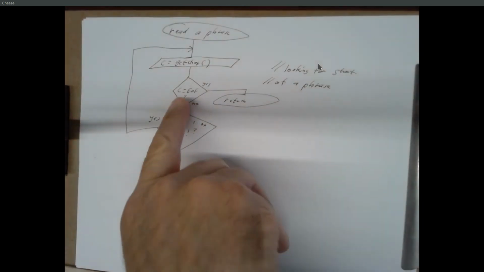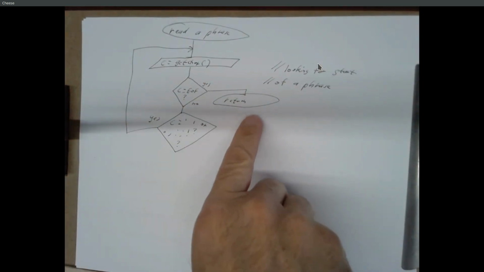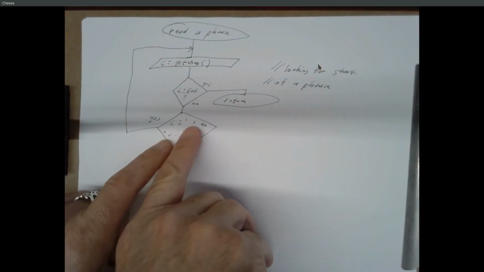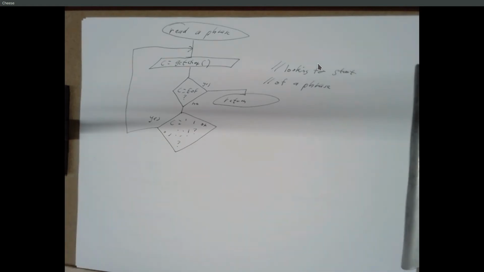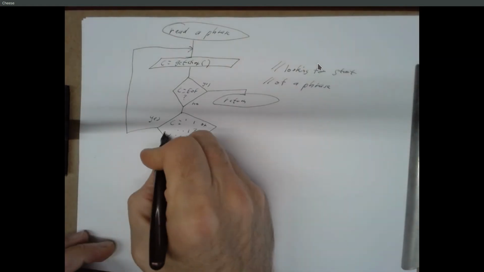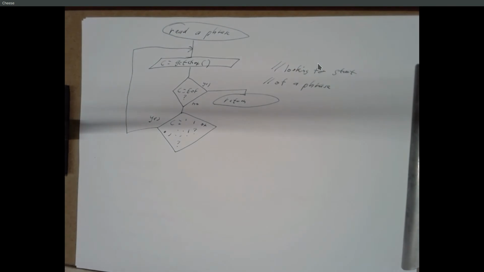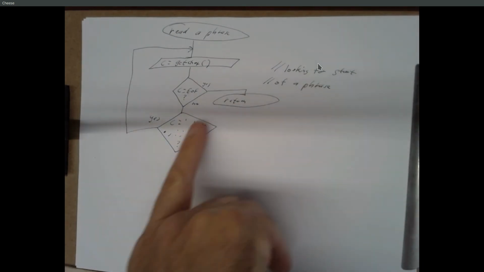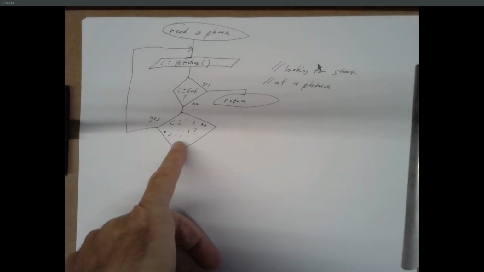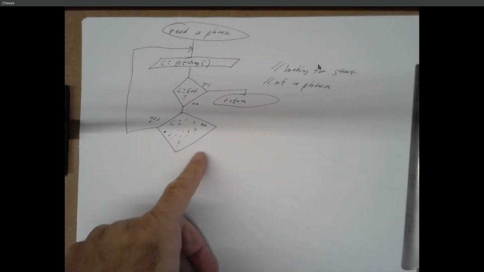All right, get a character. If it's end of file, just return, we're done. If it's equal to a space or a period, comma, colon, semicolon, exclamation mark, or question mark, go back up, get another character. So we're going to sit here in this loop until we find something which begins a phrase, which is anything that's not one of these and not a space.